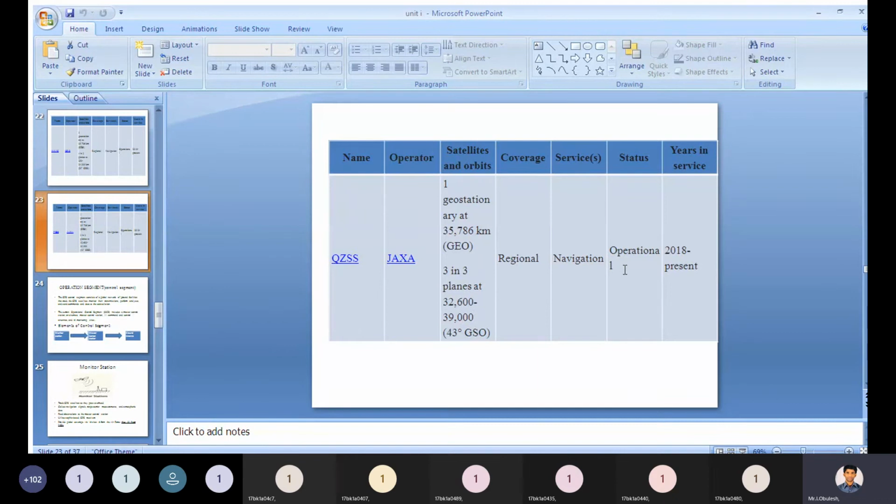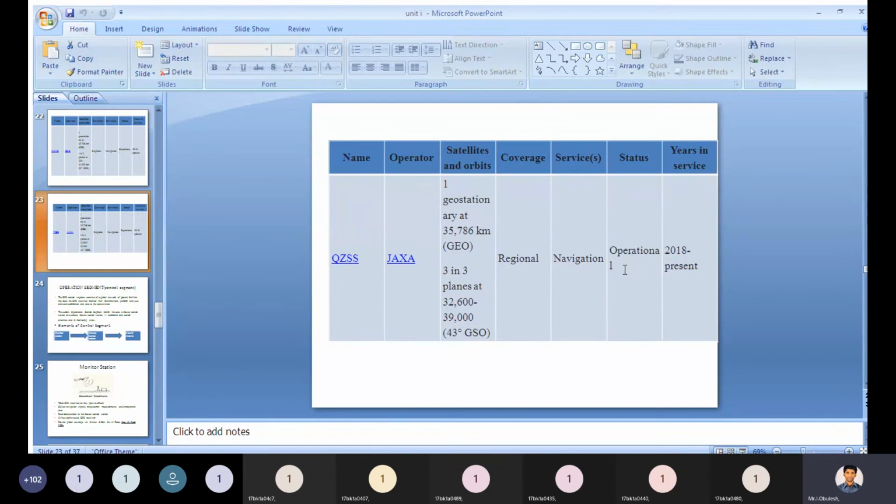In that, we have 1 geostationary satellite and 3 satellites in 3 planes. The 1 geostationary satellite will cover 35,786 kilometers, and these 3 satellites will cover 32,600 to 39,000 kilometers, at an angle of 43 degrees with the equator. This QZSS is covered regionally, and it will provide the service of navigation.